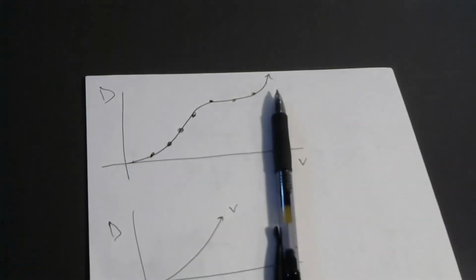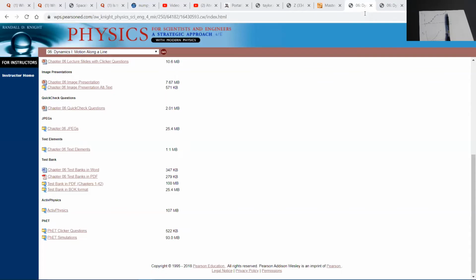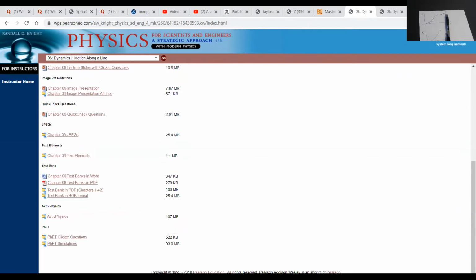Let me go back to the browser here. But this window's in the way, so how do I move this out of the way? Okay, I'm gonna have to pause for a moment.